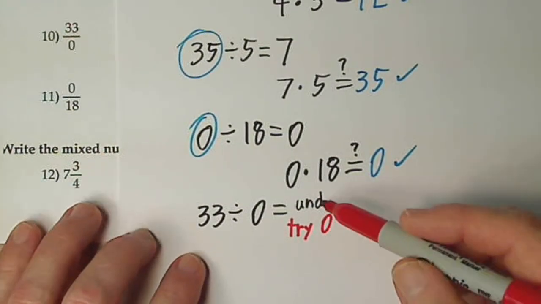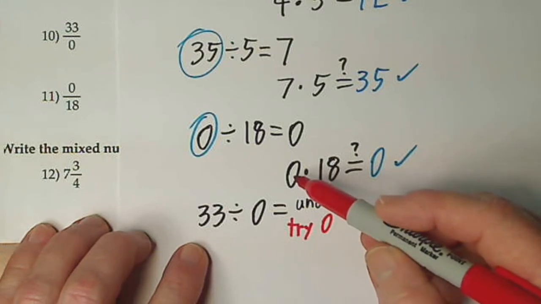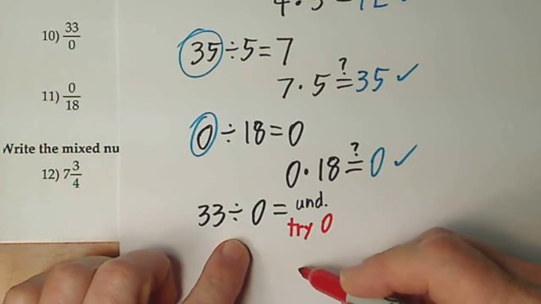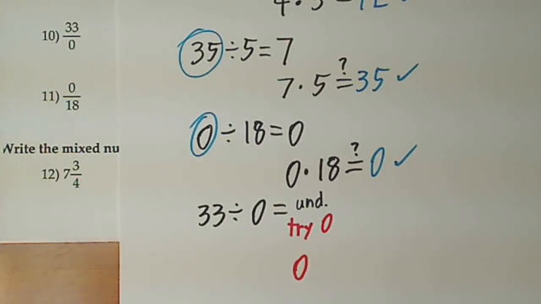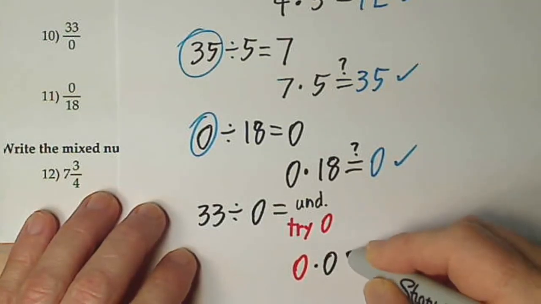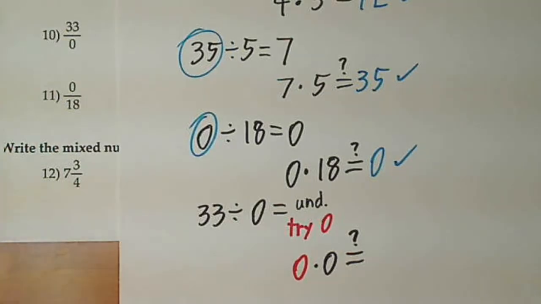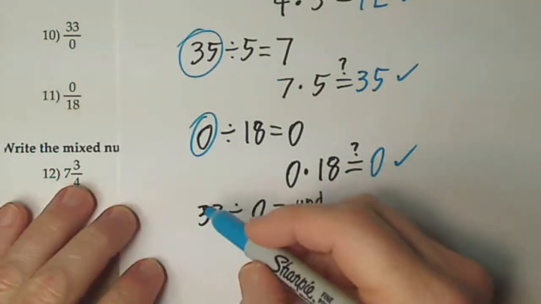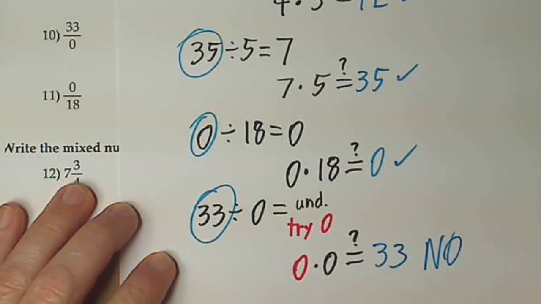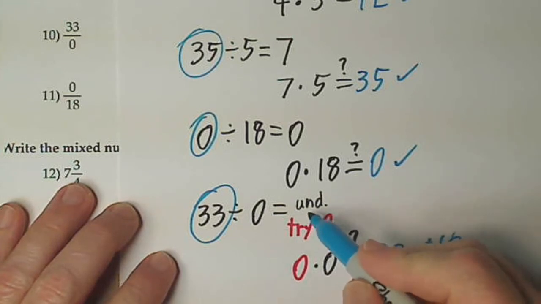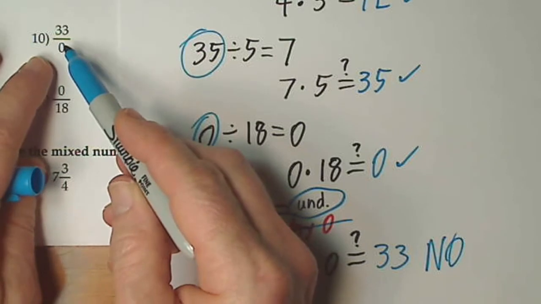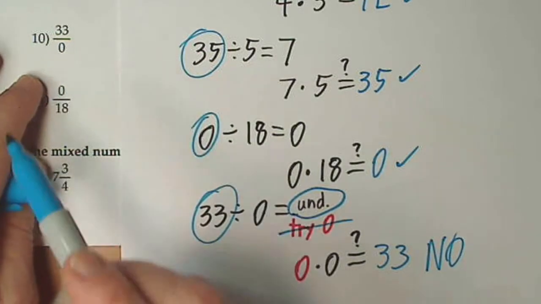Well, if 0 is the answer, then I have to be able to multiply 0, this red 0, times this 0, and is that equal to 33? No. So that's why we say division by 0 is undefined. Okay?